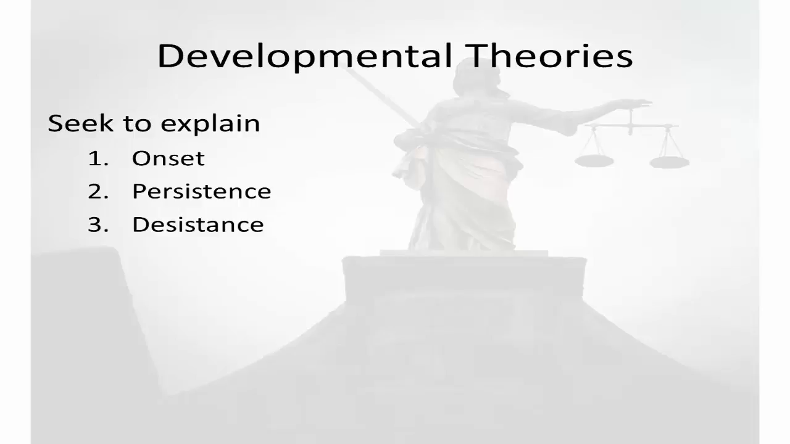So onset, when crime begins. Persistence is how long the criminal behavior continues. And desistance is when offending stops. So criminologists wanted to understand if the same factors can explain onset of offending, desistance of offending, and persistence of offending. And this is how developmental or life course criminology emerged.